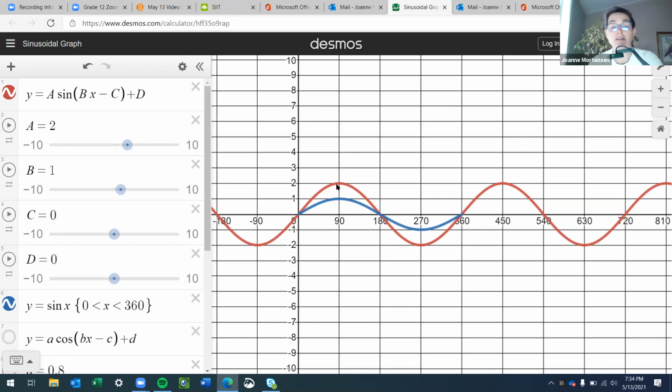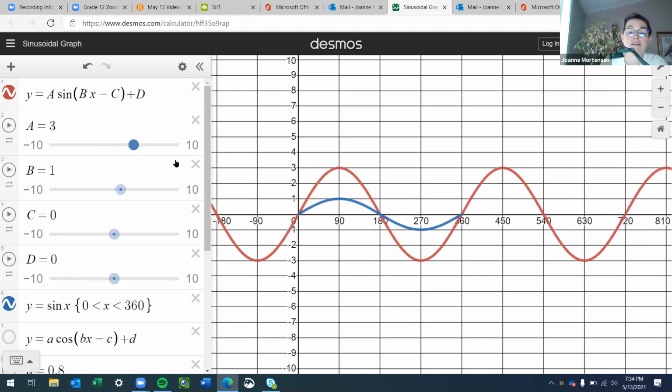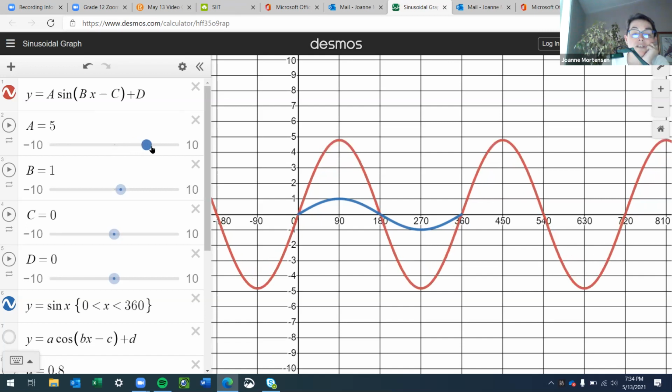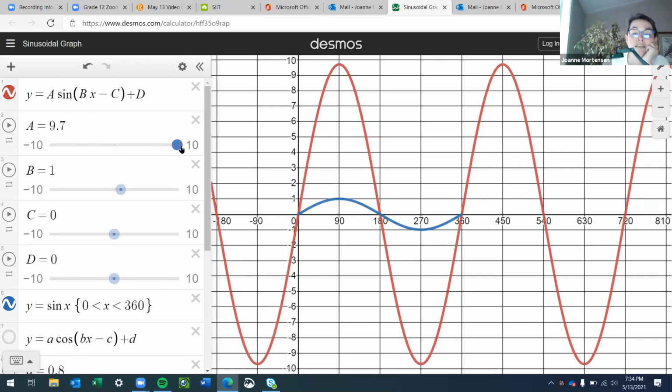All right, so now it's time for your imagination. If we take the amplitude and instead of A being 2, I'm going to make it 3. Is that what you thought? It's going to keep growing. So the bigger I make A, the taller my graph is going to be. One period, one cycle of the roller coaster, isn't getting any longer or shorter. It's just getting taller. And I can make it all the way up to 10.